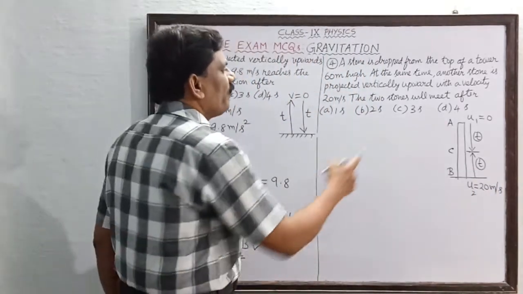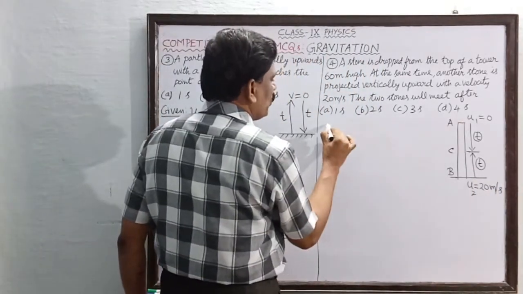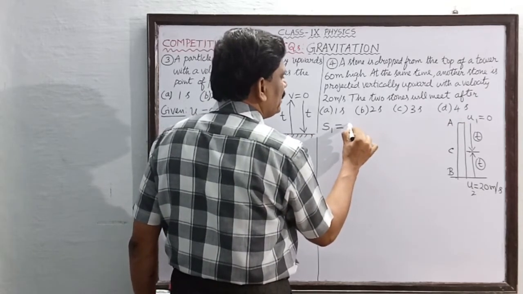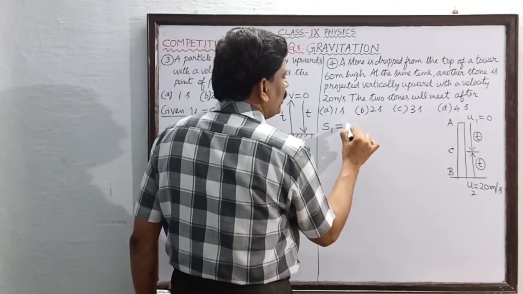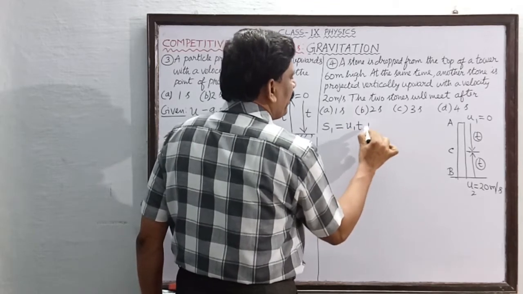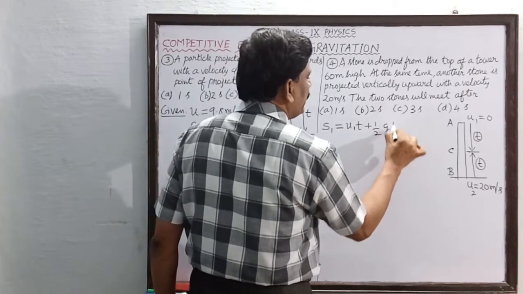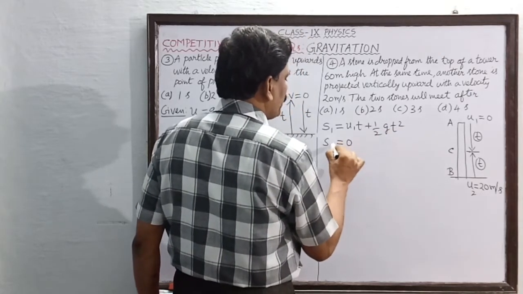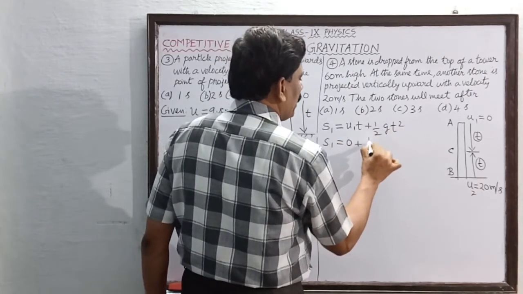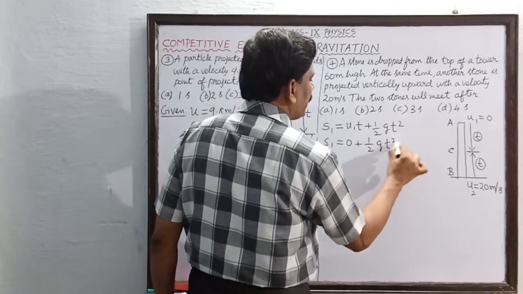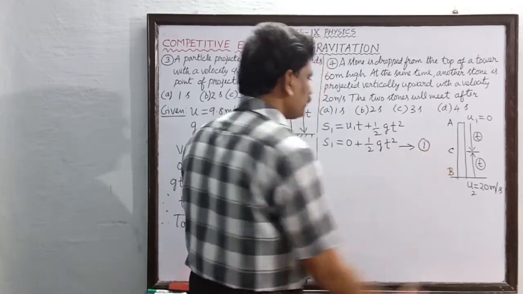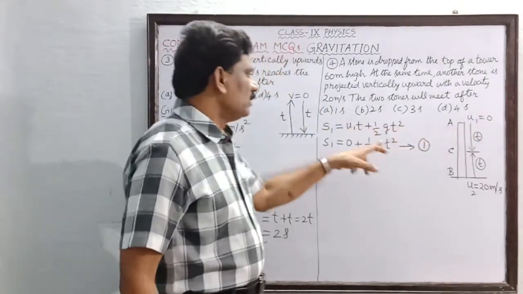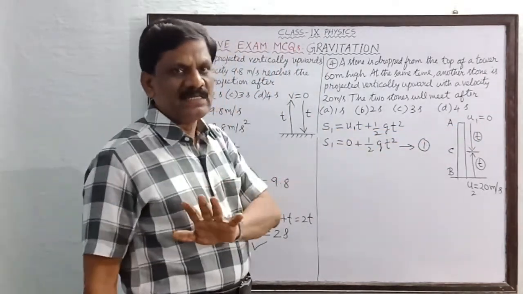Okay, so now for the first stone, if S1 is the distance traveled, this is equal to initial velocity U1 into T plus half into g t square. So this is equal to 0 plus half g t square. This is equation 1. The initial velocity of the first stone is 0, so half g t square we will keep as it is.